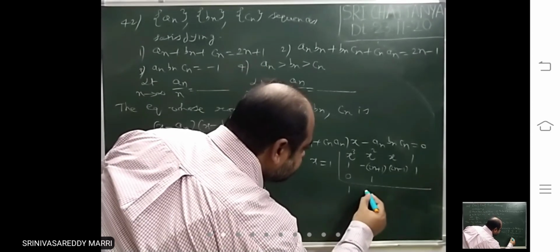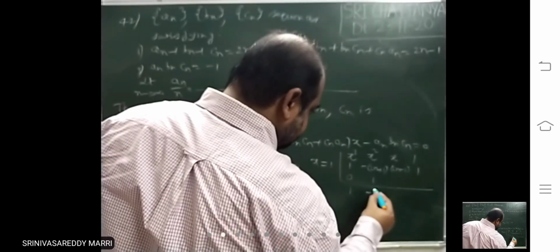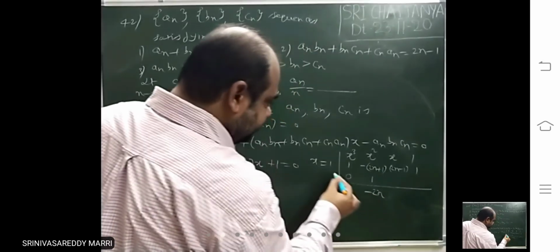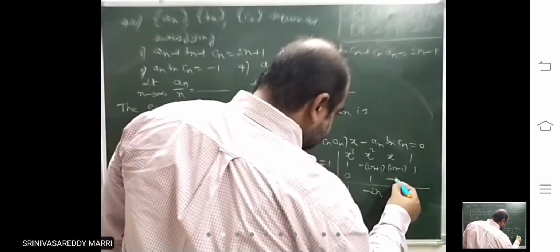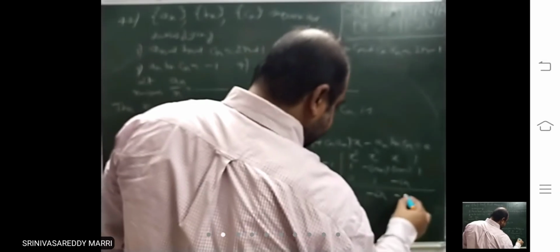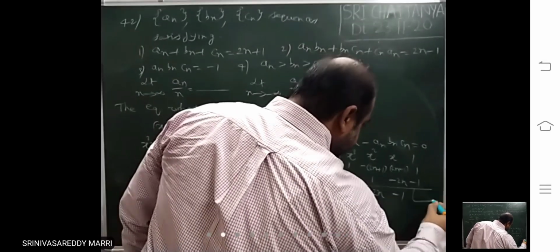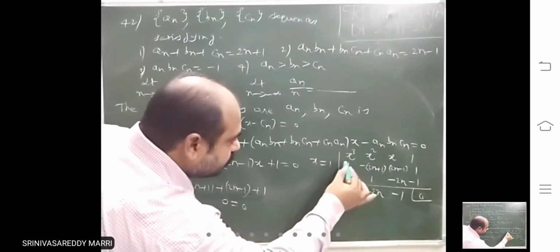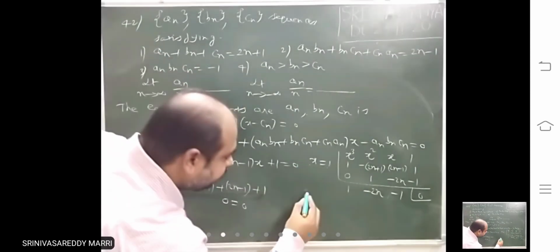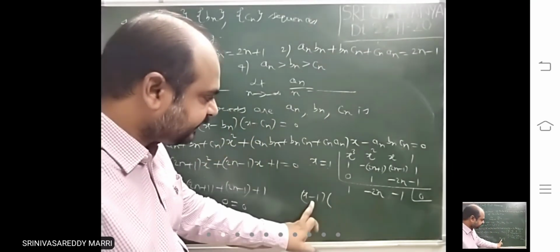So what you will get here? This plus this, minus 2n into 1, so minus 2n you will get. This plus this means minus 1 you will get. So minus 1 into 1 is minus 1. The remainder you will get is 0. That means x equal to 1 is one root. This equation can be factorized; this is one factor, x minus 1.